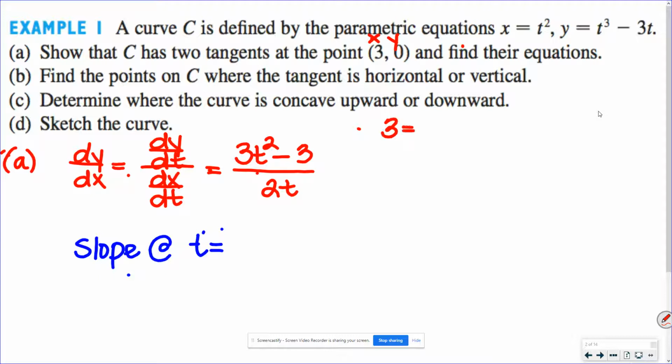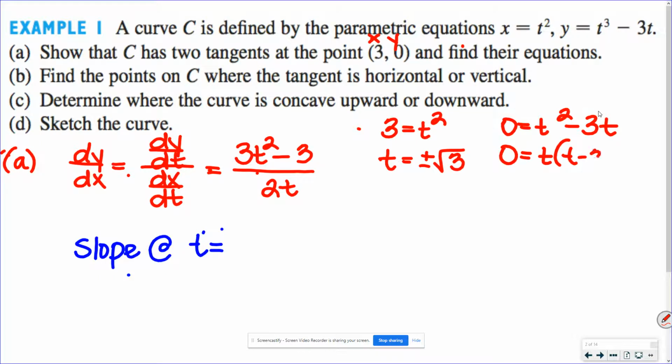So to do that, you're going to take the x value and set it equal to the x equation. Solve that, and you get plus or minus radical 3. And then take the y value and plug it into the y equation and solve that. So you're going to get, let's see, 0 and 3. Okay, and nope, that's squared. This is cubed, sorry. So this would be plus or minus radical 3.